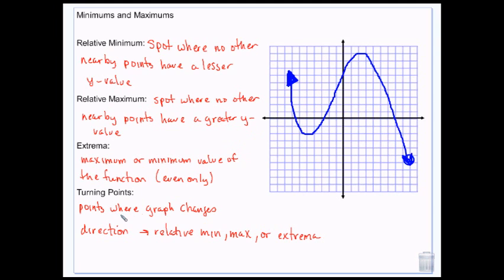And then turning points are the points where the graph changes directions, and those happen to be the minimums or the maximums or the extrema. This would be a relative maximum. It's the highest point in this general vicinity. And this would be a relative minimum because it's the lowest point in the general vicinity.